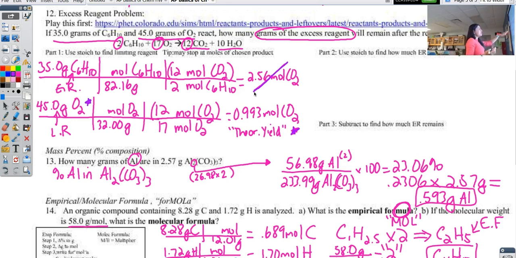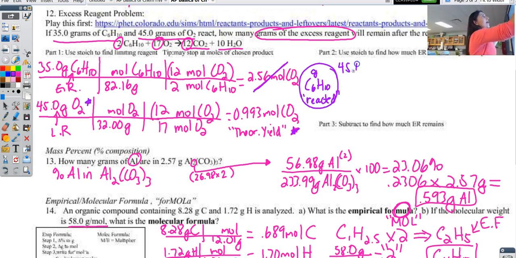Okay, so I'm just going to use the oxygen. Again, I could use the 0.993 moles of CO2 as well. So what I'm going to do is find out how much of the C6H10 reacted, so that's what I'm looking for, and I'm specifically looking for grams of C6H10 that reacted. So I'm going to start with the 45.0 grams of the oxygen, and I'm going to do the same thing that I had done before.